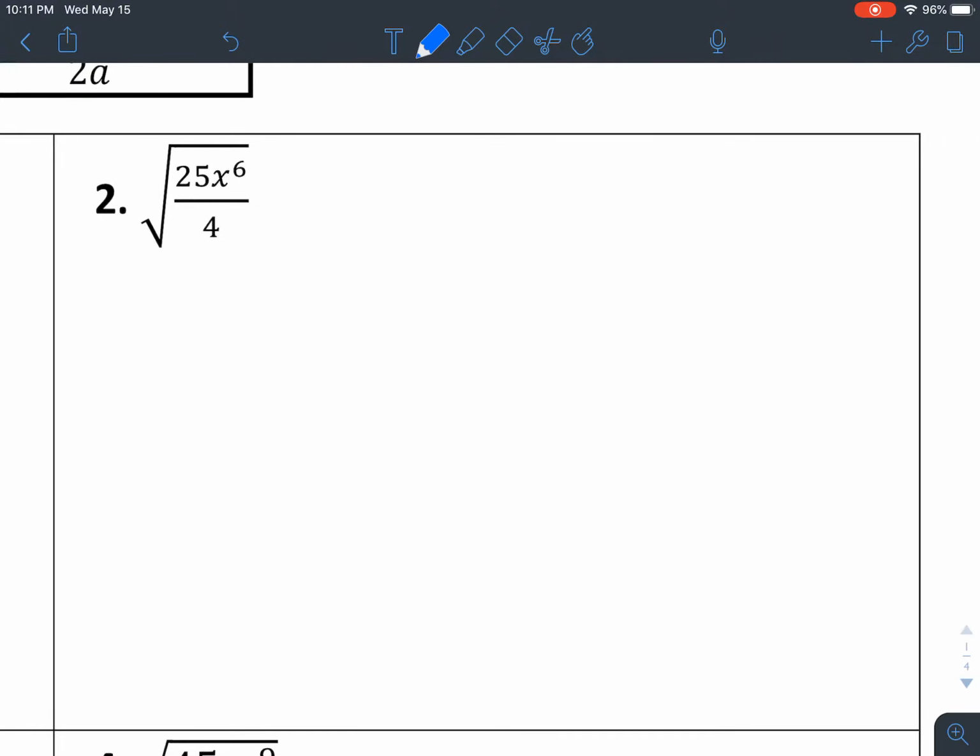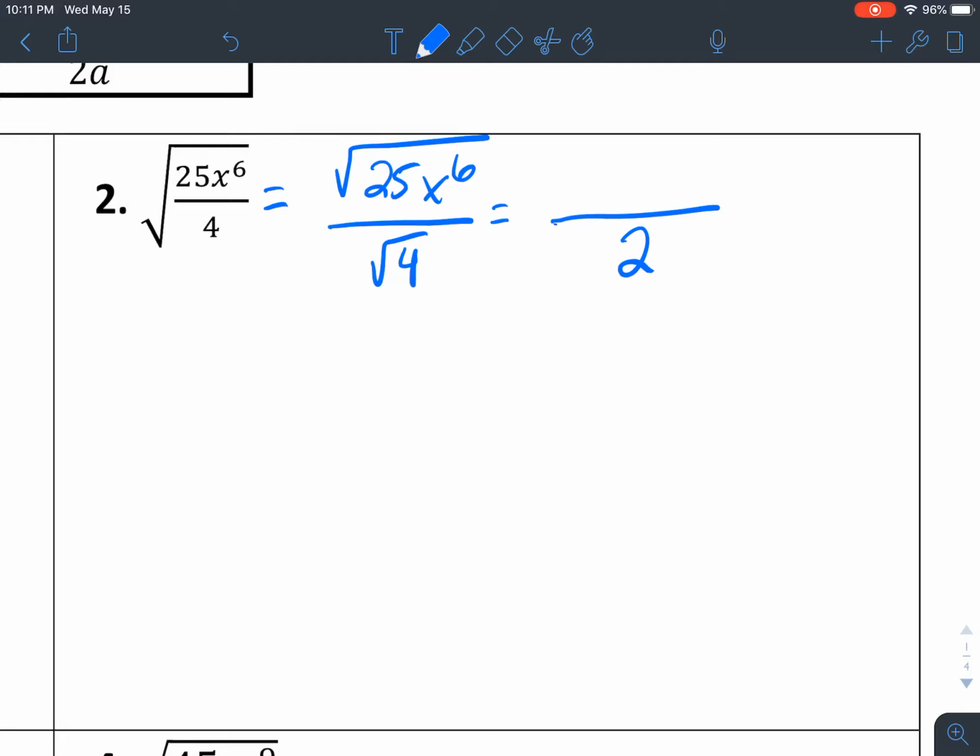For number 2, we now have a fraction. So I'm going to have to use the quotient rule first to break this up into two separate square roots. So I'm going to split this up so the top is one radical, so 25x to the 6th underneath my square root, and then the square root of 4 is my denominator. And from here, we're just going to focus on one part at a time. So I'm going to focus on my denominator first, because that looks the easiest to handle. I'm going to get that out of the way and just say, hey, look, square root of 4, so that's just 2 underneath. Nice and easy.